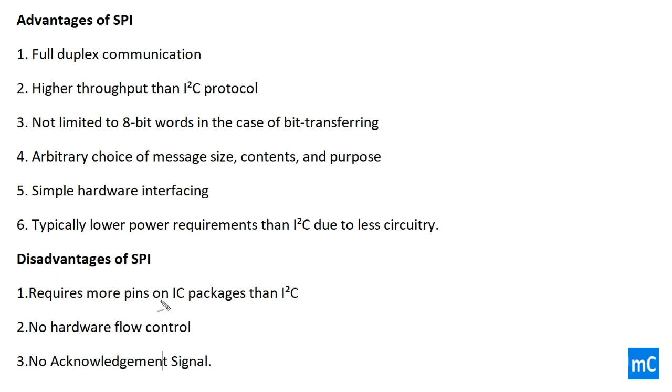And the disadvantages. It requires more pins on the IC package than I2C. It needs 4 pins. There is no hardware flow control, and no acknowledgement signal. We can't get the ACK from the slave.